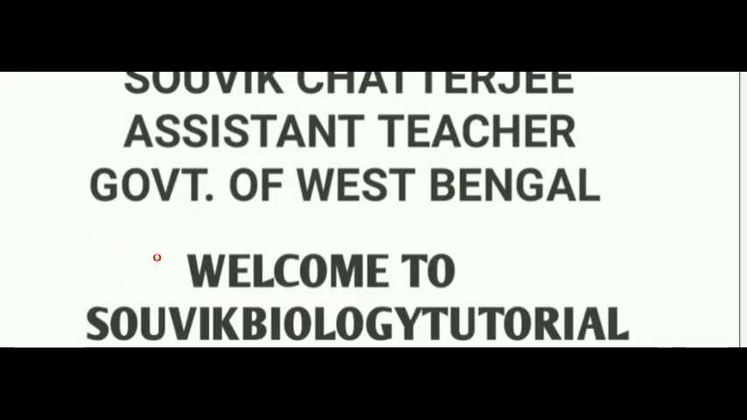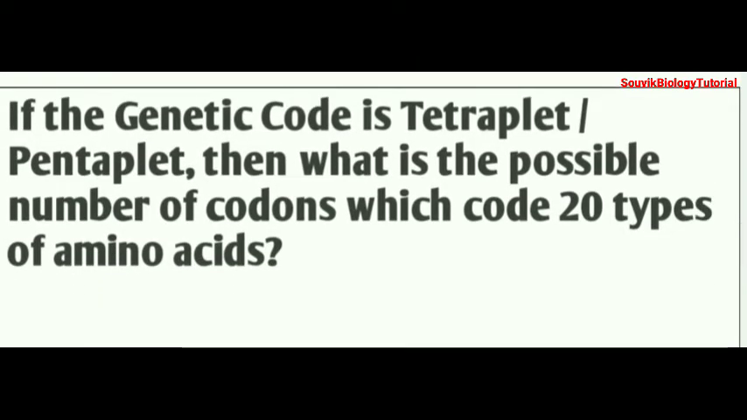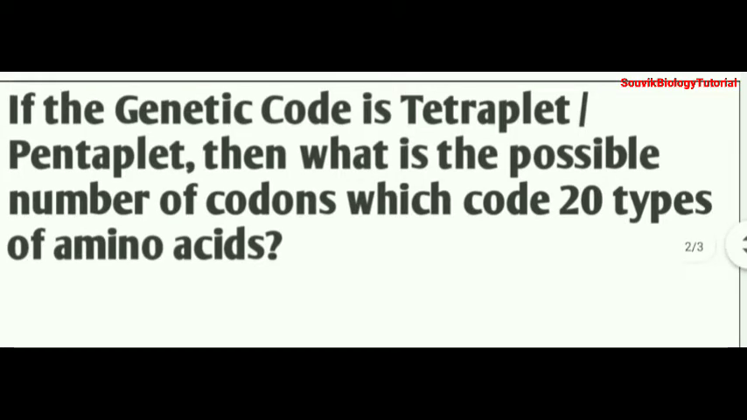In this video also I will solve a genetic code related biological problem. Okay. First we have to see the question. If the genetic code is tetraplet or pentaplet, then what is the possible number of codons which code 20 types of amino acids? This kind of question is very important for West Bengal School Service Commission SLST biology preparation.